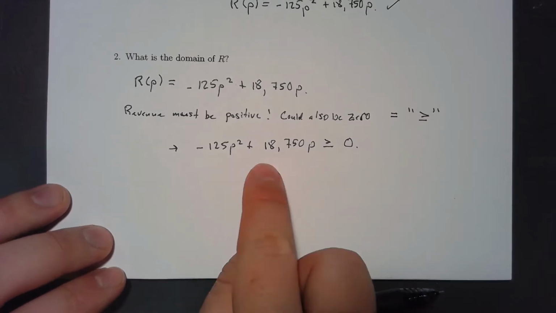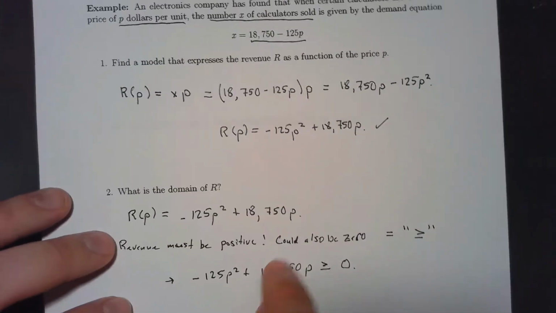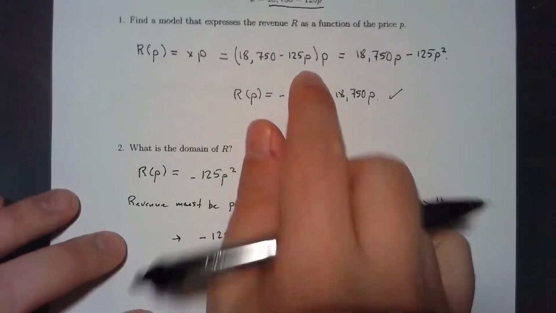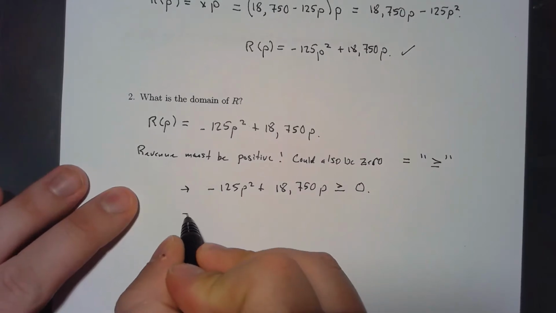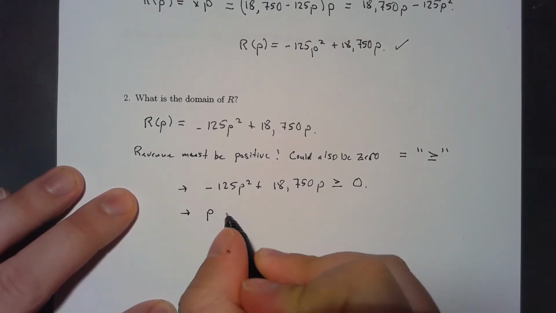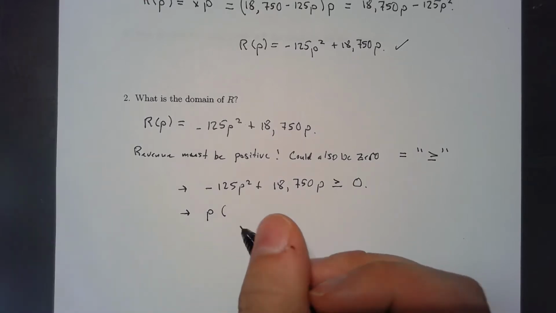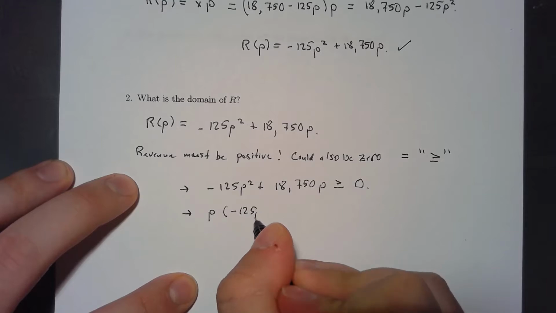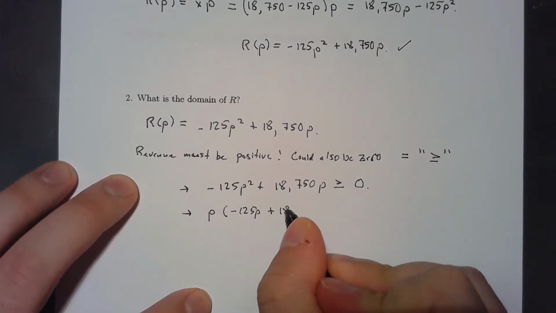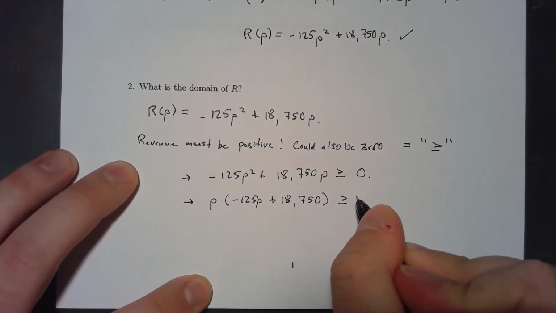So the way you're going to solve this is, well, you're going to factor it first of all. Now I know I had it factored here, so I'm just going to write down the factors. I already had that here. So when you do factor, you're going to get P times negative 125P plus 18,750, and that's greater than or equal to 0.